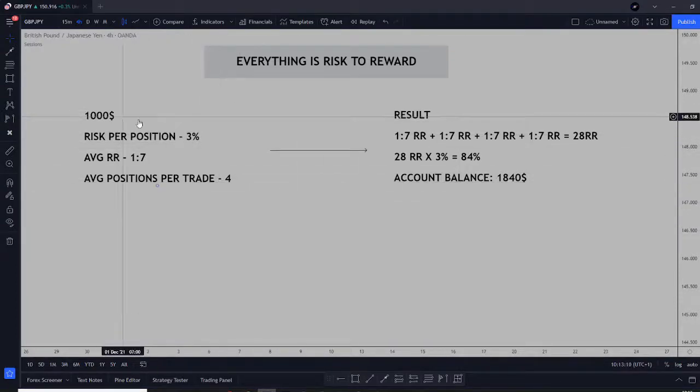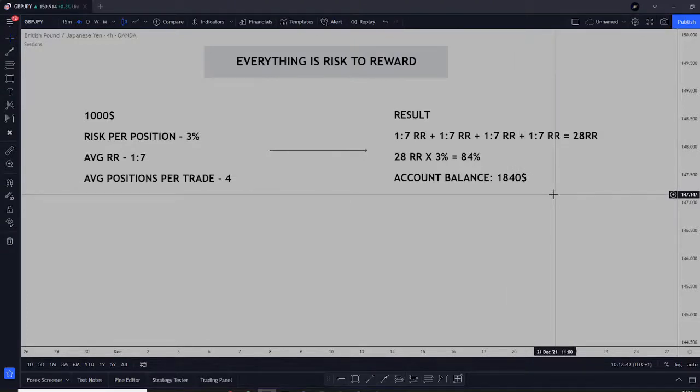So if we have $1,000 in our account and we have one trade with 1 to 7, 1 to 7, 1 to 7, in total that will be 28 risk to reward. Multiplying this times 3% per position, obviously, would be 84% profit in this trade. So basically, using this system of adding positions safely and risking only 3% on a very small account, our account would be almost doubled. We would have literally $1,840 in our account.